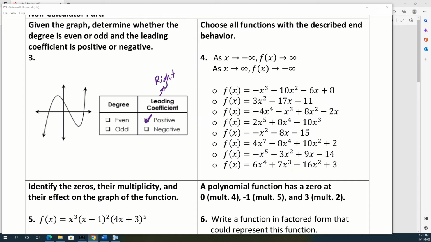Right? For the degree, that tells us what happens on the left. If there's an even degree, the arrows would point in the same direction. And if there's an odd degree, the arrows would point in opposite directions. When we look at this one, the arrows are pointing in opposite directions, so this is an odd degree.